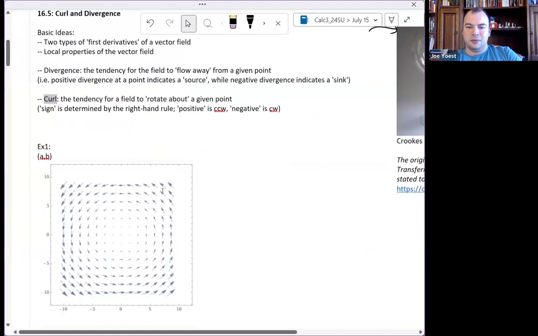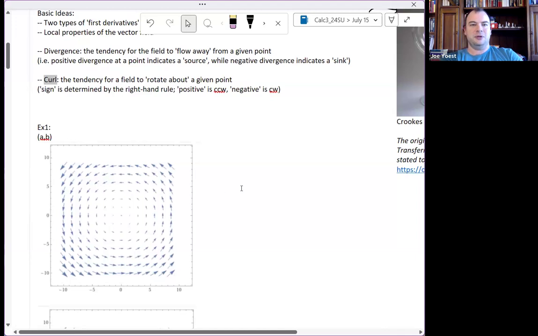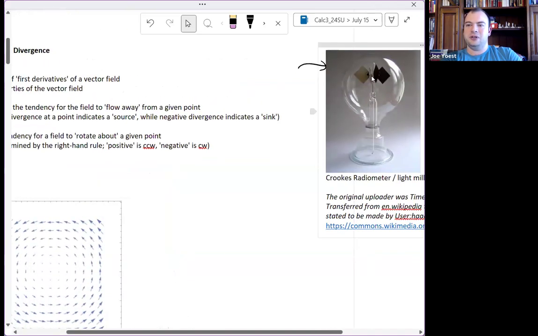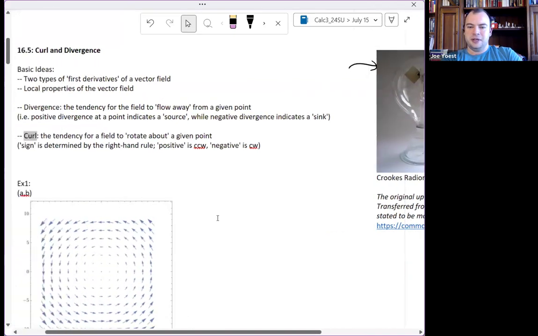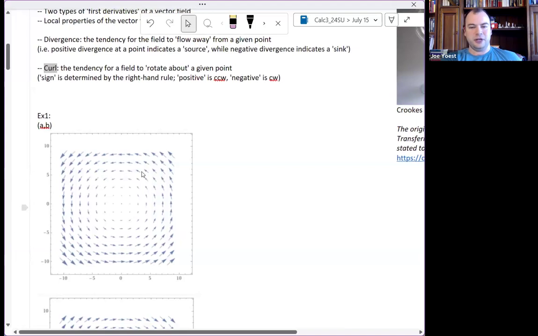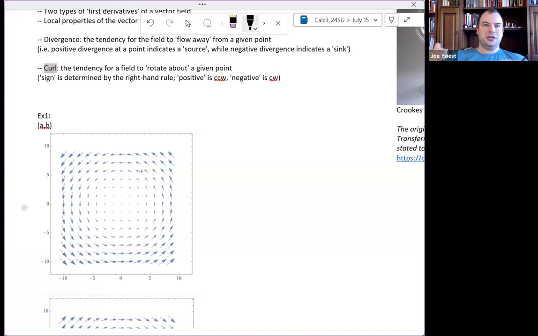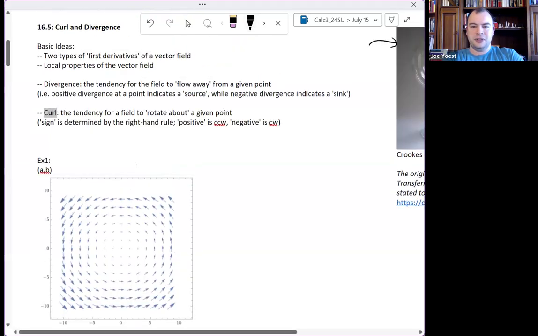I think of imagining that this vector field represents fluid flow, let's say the flow of some water or perhaps the flow of some air. And I put a little paddle wheel like this at a certain point in that fluid. And then I ask, as that fluid is pushing against those little vanes, which way does it tend to rotate that paddle wheel, or does it tend to not rotate it at all? So the tendency for the field to rotate about a given point is the curl.